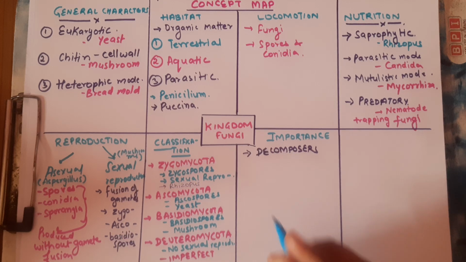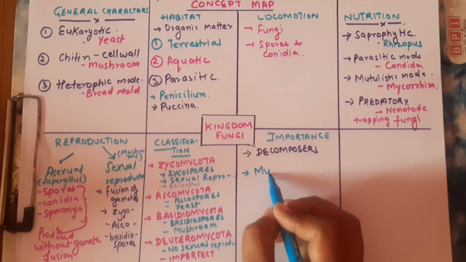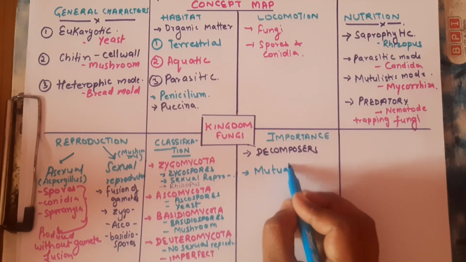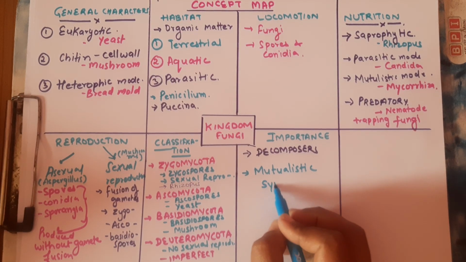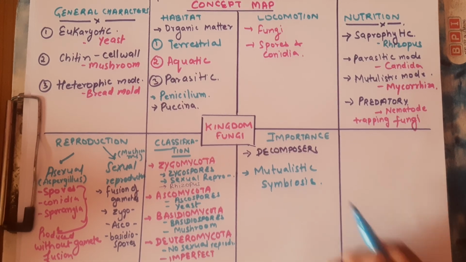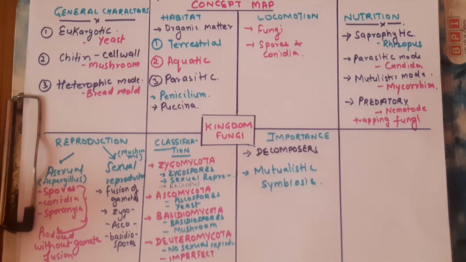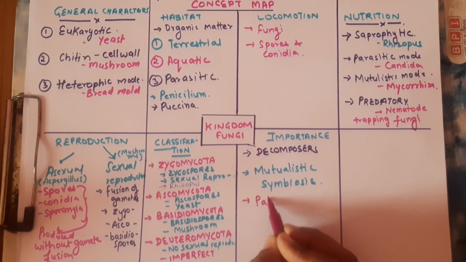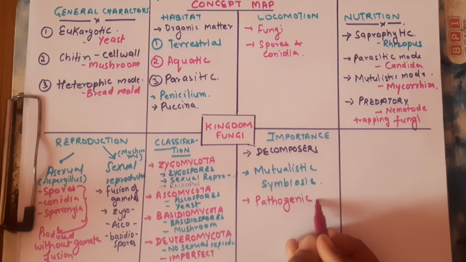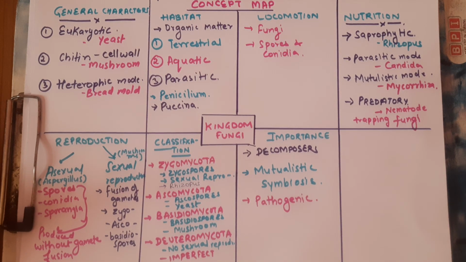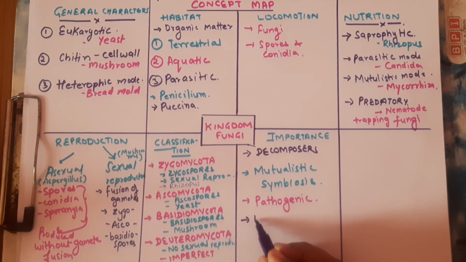Then the fungus will also exhibit mutualistic symbiosis. They will form a partnership like mycorrhiza, which helps to improve the plant nutrient absorption. However, the fungus can be pathogenic also in nature. Pathogenic means they can cause disease in both animals and plants. For example, Puccinia will cause wheat rust in the wheat. And in human beings, the fungus Candida can cause skin infection to us.